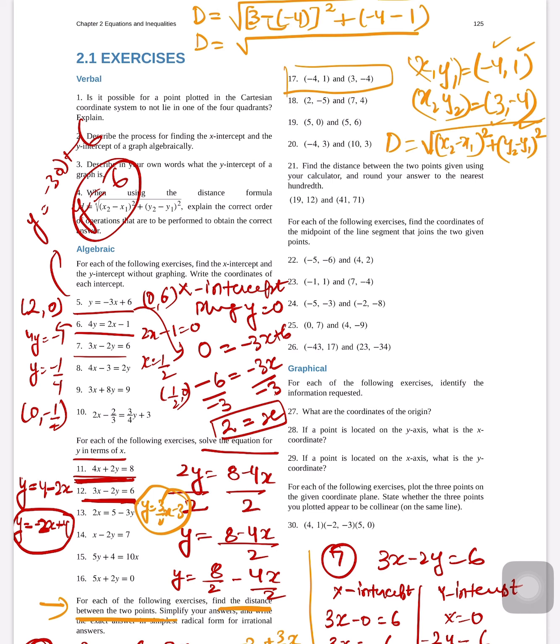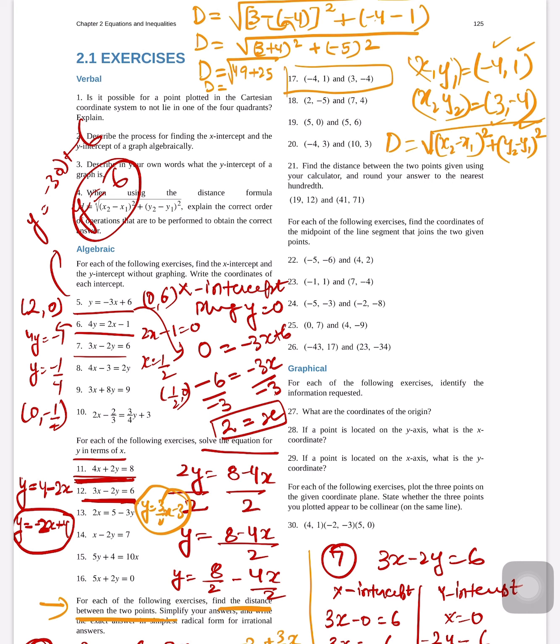So 3, and this negative becomes positive, so it's 3 plus 4 whole square plus negative 4 minus 1, which is minus 5, whole square. So d is equal to 3 plus 4 is 7, and 7 squared is 49. Minus 5 squared is 25. So d is equal to 49 plus 25, right? You can add them, and then you can take the square root now.